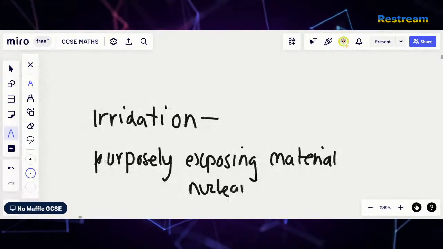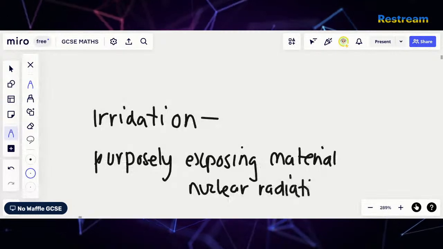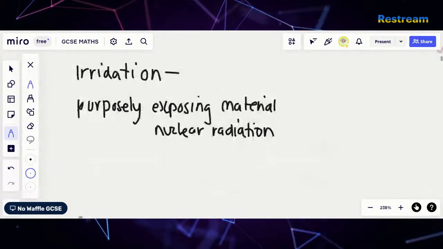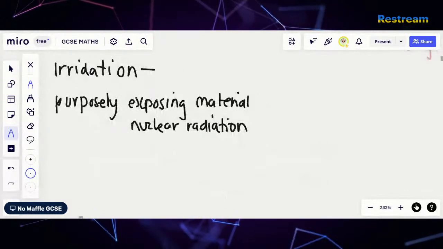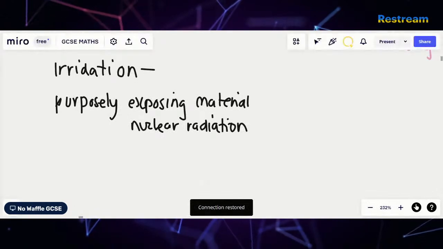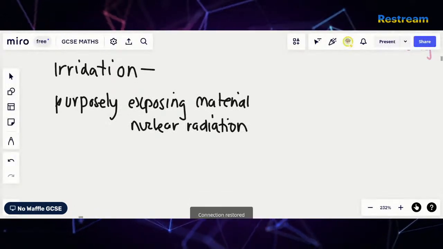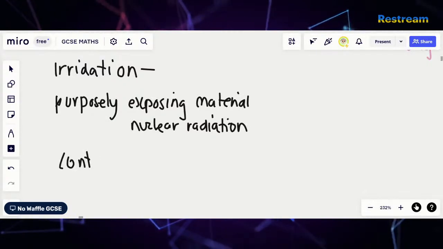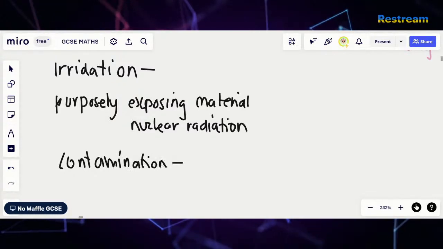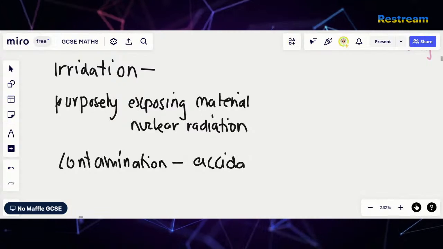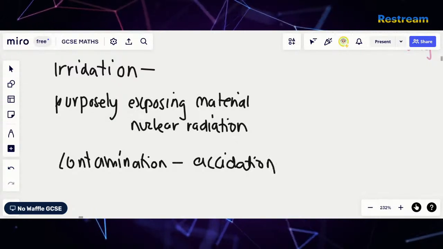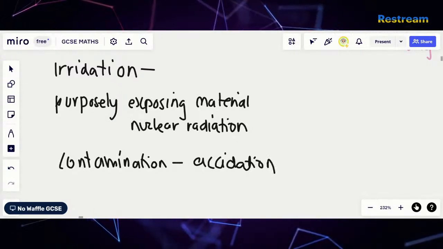Now you may do this in order to get rid of certain bacteria or microbes and things like that. For example, to sterilize objects. And you have to take certain precautions. So if you're using alpha radiation, you'll use gloves. If you're using beta and gamma, you'll use a lead apron and things like that. Now, contamination, on the other hand, is the accidental exposure of materials to nuclear radiation. So it's basically the same thing as irradiation, but it was not supposed to happen, and therefore it can cause very bad things to happen, such as ionization and cause cancer to spread.